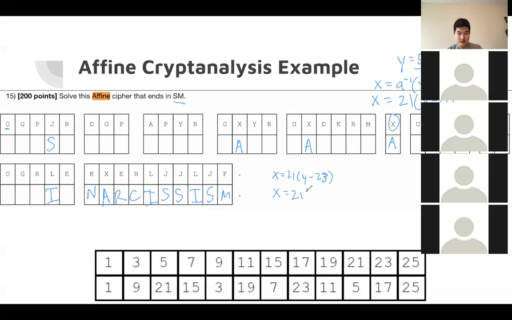So this is doing O. 14 minus 23, so it's 21 times -9, which is -189. So if you want to add 26 to this like 9 times, wait, not, okay. Yeah, I think it's 9 times or 8 times.